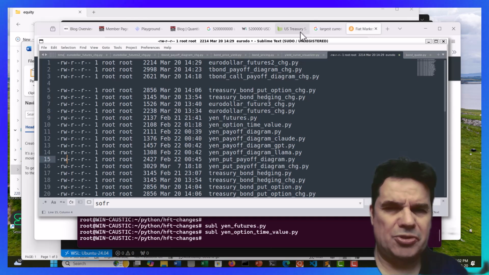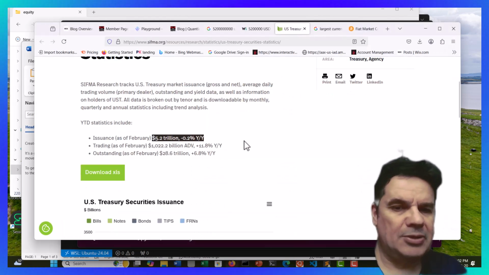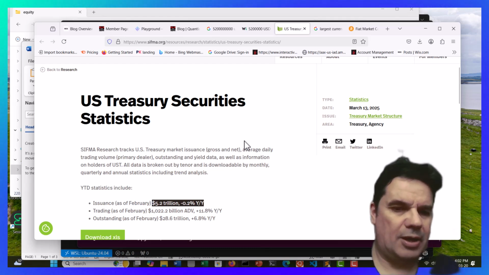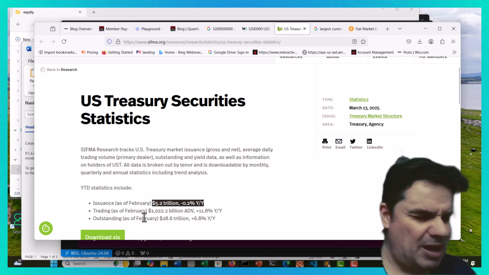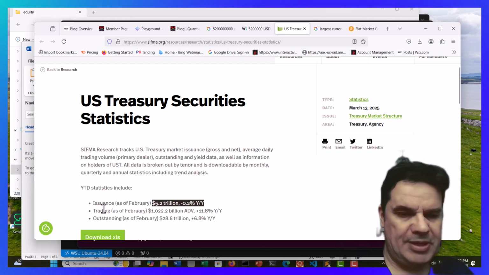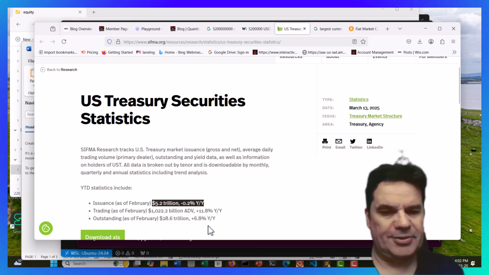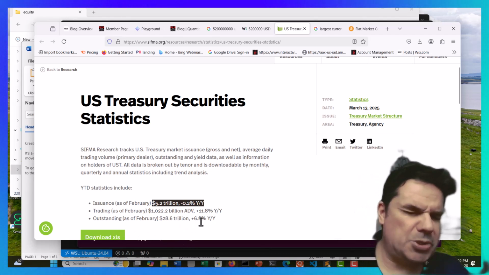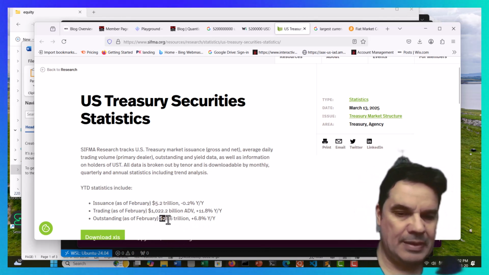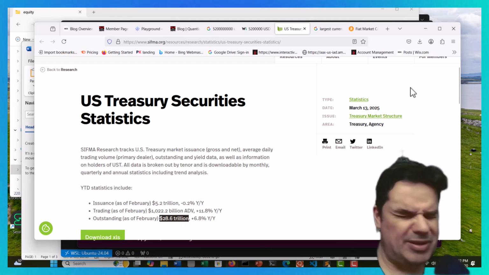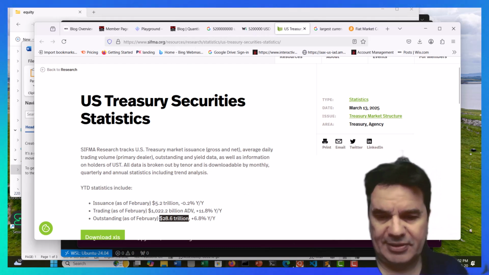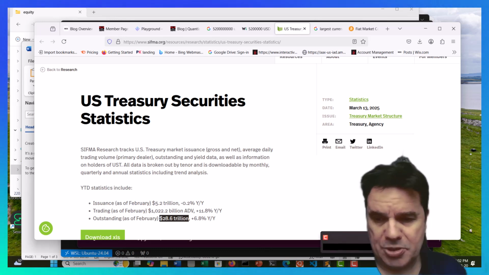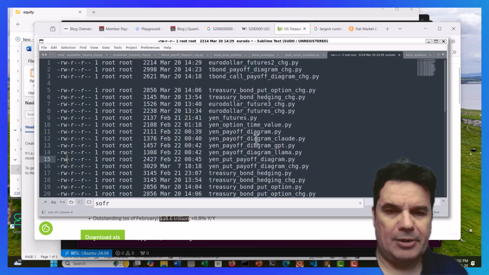One other thing I should show you is the size of the U.S. Treasury. This is all in euro, U.S. dollar. Some of it's already when they print money, so this is, in my mind, artificially inflated. But the issuance at $5.2 trillion and the outstanding at 28 trillion. Remember, that's all fakery with printing money, but that's the size of the treasury market. So coming back here, I have a list of the scripts I want to show you right here.